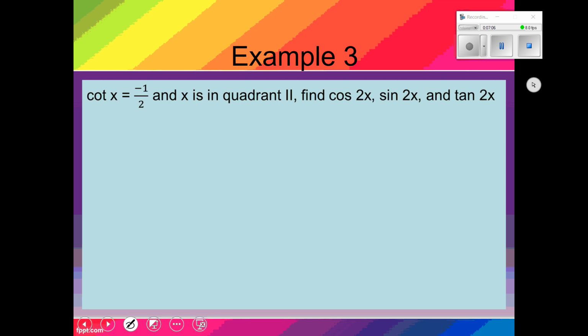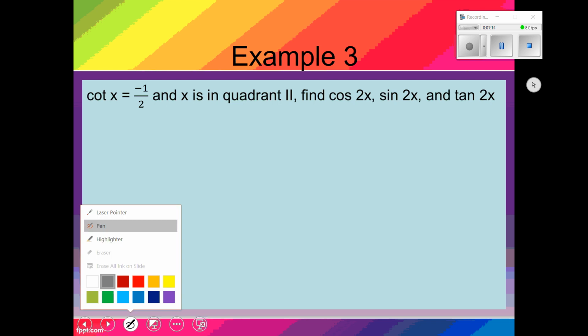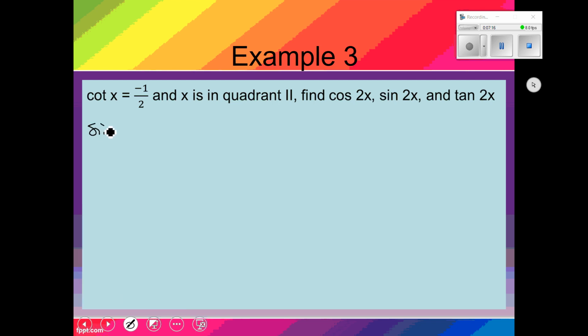Okay, I'm going to do one more example here. So the best thing that you could do is go ahead and find your sine, your cosine, and your tangent before you even start with the formulas. Now we know tangent, if cotangent is negative 1/2, we know the tangent is the reciprocal of that, so tangent is negative 2. The question is how do you find your sine and your cosine?